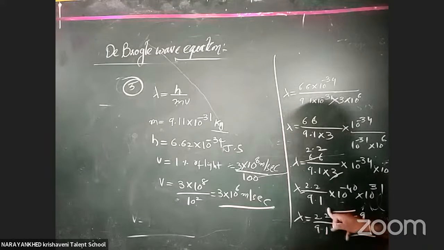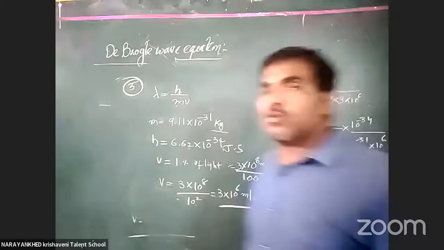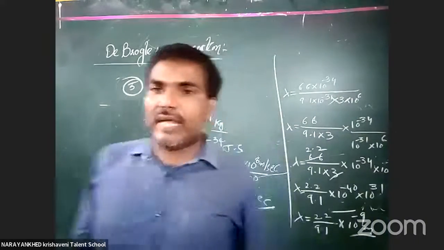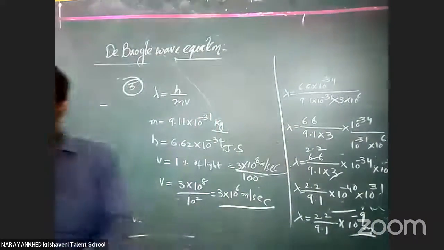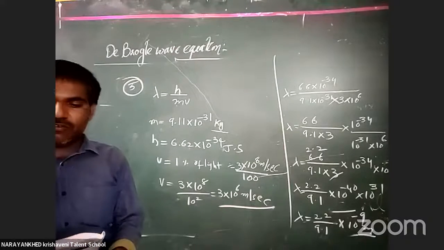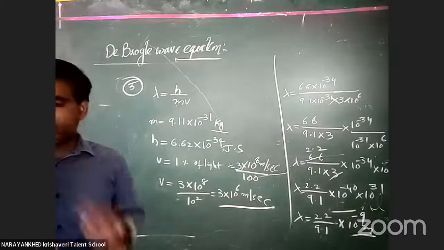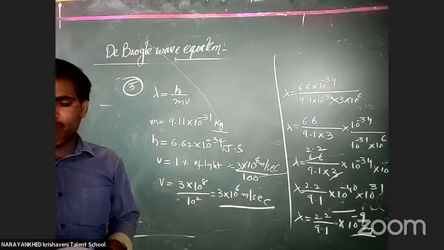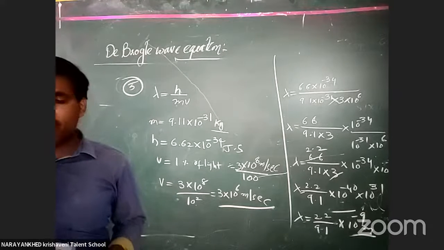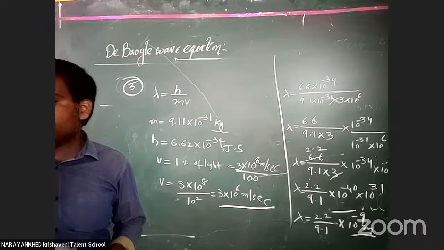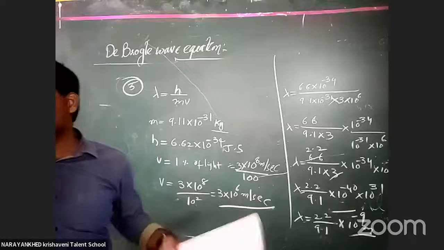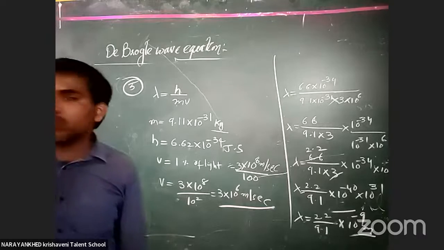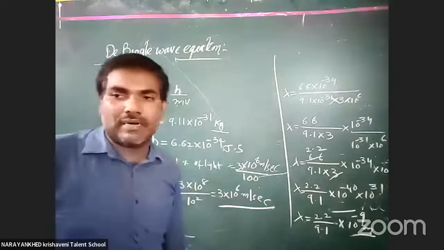9 into 2 is equal to how much? 1.8. Now 2.4, somewhat 0.24 into 10 to the power of minus 9 meters. The answer may be in that order only. Do it once. It is given already: 2.4 into 10 to the power of minus 10. Otherwise you can write it as 0.24 into 10 to the power of minus 9 meters.